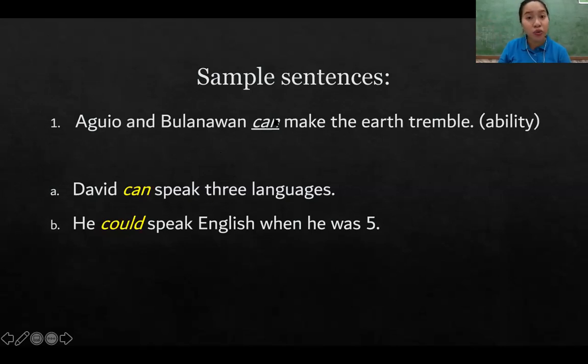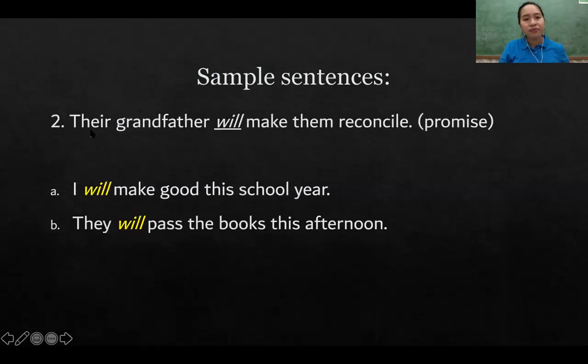Okay? Write it in your notebook. Practice lang, practice. That's for your own good. So, get your English notebook and write examples. 2 examples of a modal can. 2 examples of a modal could. Okay? Next, we have, everybody, let's read.